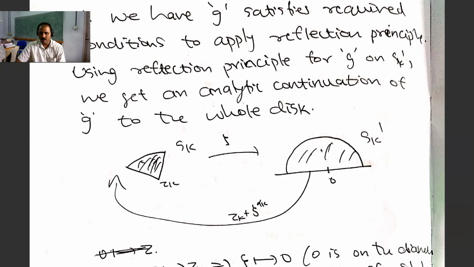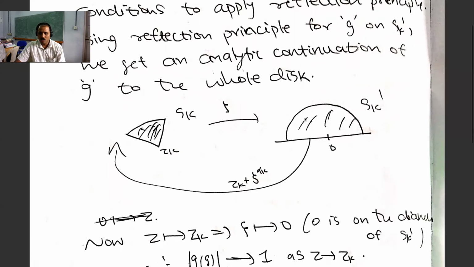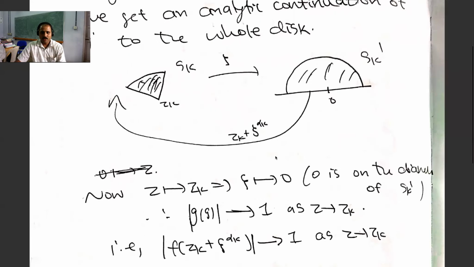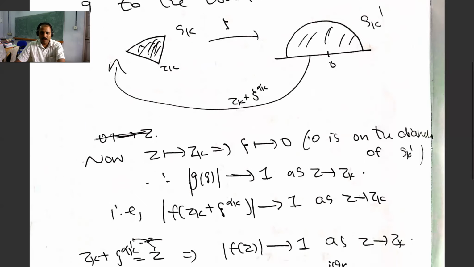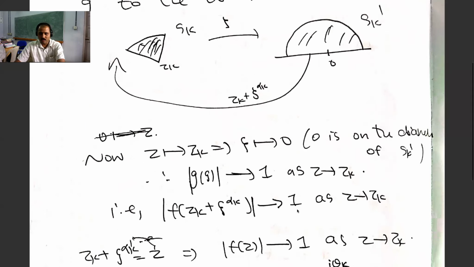Now G is defined here, so the conditions for the reflection principle are satisfied, and you can extend to the whole disk. As z tends to z_k, you can see that zeta tends to 0. That means z comes here, zeta goes to 0. Therefore |G(zeta)| tends to 1 because 0 is on the boundary. Therefore the absolute value of F of this thing tends to 1.